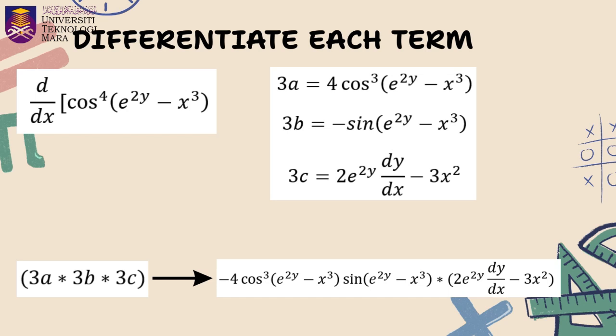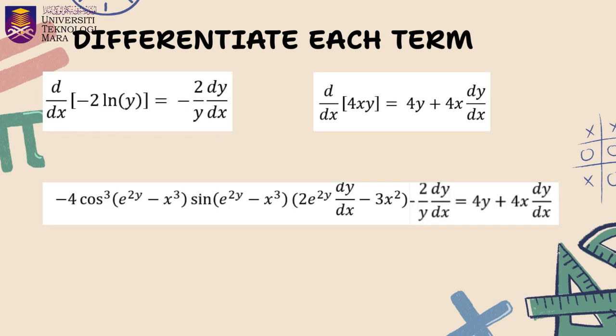Finally, by multiplying them all, we can get negative 4 cos to the power of 3 bracket e to the power of 2y minus x to the power of 3, sin bracket e to the power of 2y minus x to the power of 3, multiplied by 2e to the power of 2y dy/dx minus 3x to the power of 2. Next, we'll differentiate negative 2 ln bracket y, which equals negative 2 over y dy/dx, and 4xy equals 4y plus 4x dy/dx.